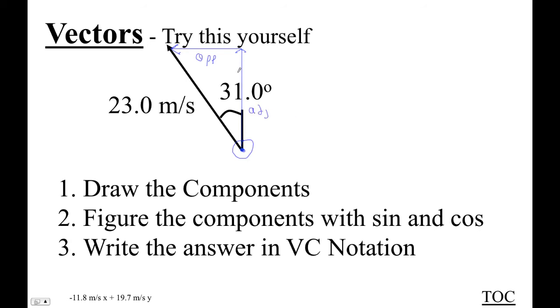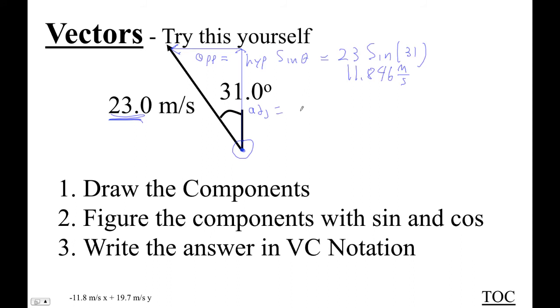Okay? So the opposite side is hyp sine theta, right? So that's going to be our hypotenuse, 23 meters per second, sine of 31. Okay, let's try that. So I'm literally going 23 sine 31. I get 11.846. Okay, and that's actually meters per second.